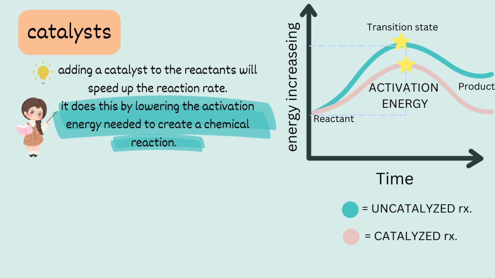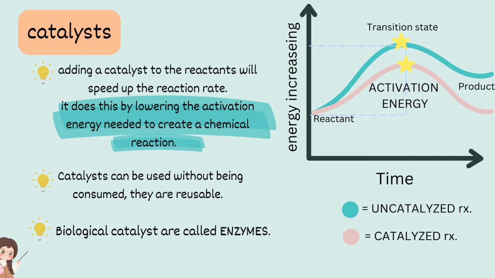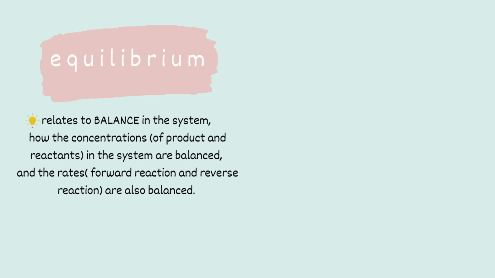Other important things to remember about catalysts are that they can be used without being consumed, meaning they are reusable. Also, biological catalysts are called enzymes. So let's do a quick comparison of both topics we just went over, equilibrium and reaction rate. Equilibrium relates to balance in the system, how the concentrations of products and reactants in the system are balanced, and the rates forward and reverse reaction are also balanced.